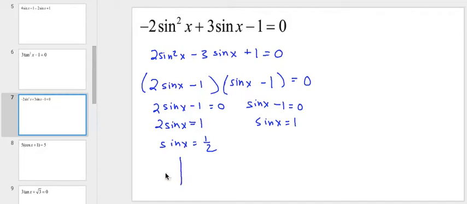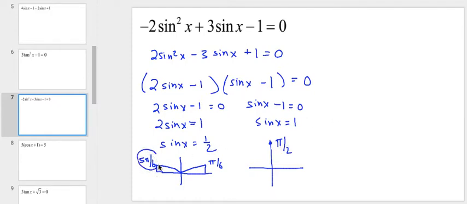So where does sin x equal a half? Well, that should happen when the y value is a half, which means that's the short side. So that happens at pi over 6. And there's another quadrant where that happens, and that happens to be at 5 pi over 6. For sin x to equal 1, there's only one place that happens. It's up here at pi over 2. So we have three answers. They are 5 pi over 6, pi over 6, and pi over 2.